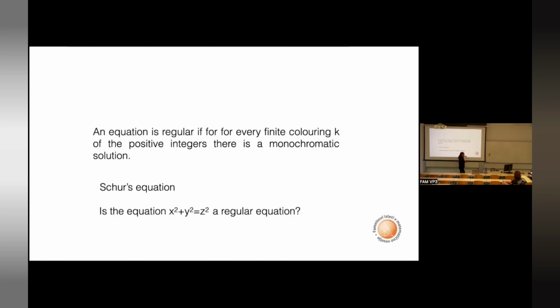What about this equation here? Can we find a number of colors such that if I color all the positive integers, I always find a monochromatic solution for this equation? And the answer is yes. 2 colors are enough. This was proved in 2016. So 2 colors are enough to color all the positive integers, and it doesn't matter how random your coloration is, you will always find one monochromatic solution of this equation.